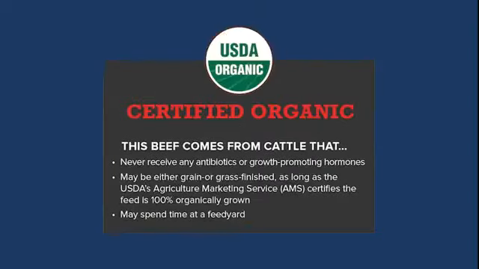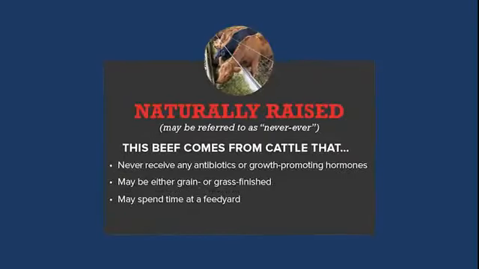Certified organic. This beef comes from cattle that never receive any antibiotics or growth promoting hormones, may be either grain or grass finished as long as the USDA's Agricultural Marketing Service certifies the feed is 100% organically grown, and may spend time at a feed yard. Naturally raised, which may refer to as never ever. This beef comes from cattle that never receive any antibiotics or growth promoting hormones, may be either grain or grass finished, may spend time at a feed yard.